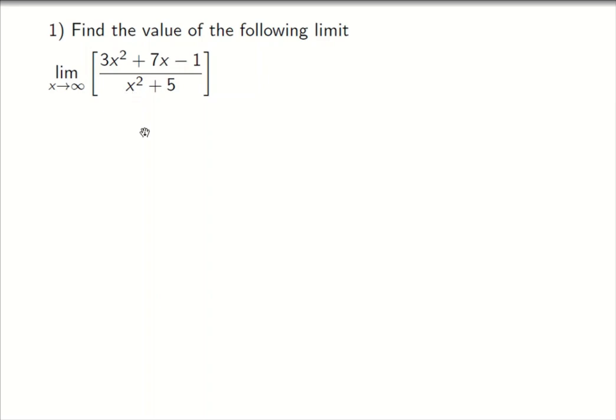But let's try to use other methods, in case you meet a question where there is no way you can use L'Hopital. How do you manipulate it? Here I can see that the highest power is s squared. I can also try to divide every expression in this by s squared.